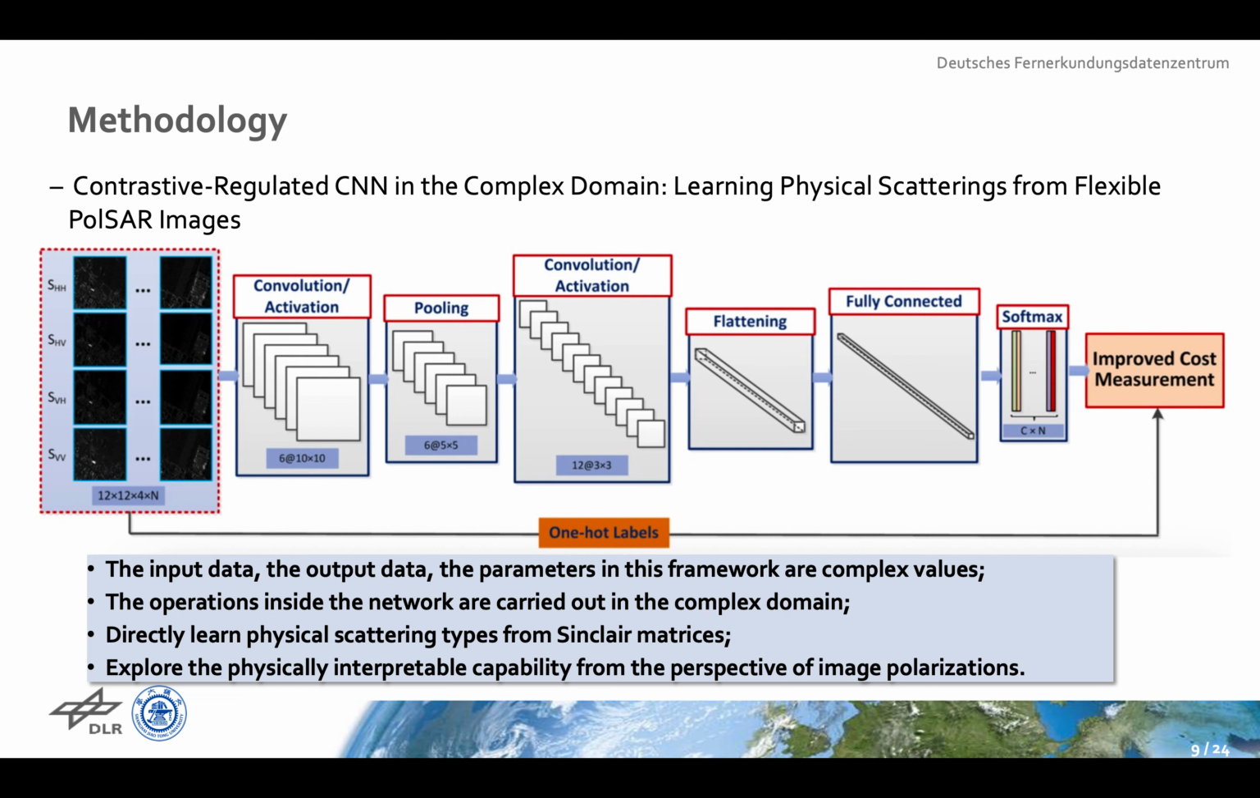And the methodology is a contrastive regularized CNN in the complex domain. In this network, the input data, the output data, and the parameters in this framework are complex values. The operations inside the network are carried out in the complex domain. And this model can directly learn physical scattering types from Sinclair matrices with different polarizations. With this model, we could explore the physically interpretable capability from the perspective of image polarizations.